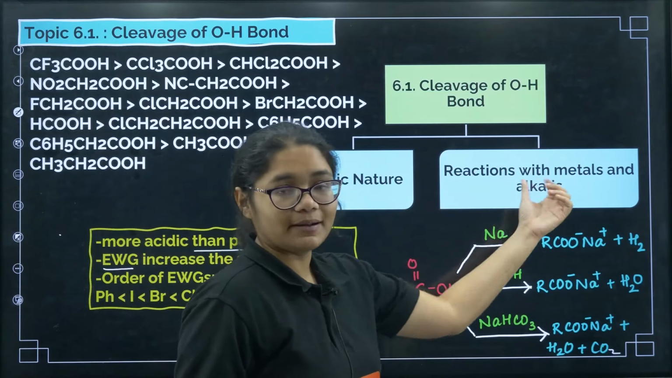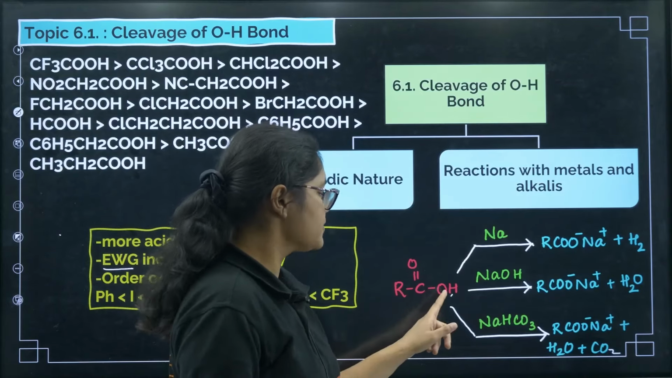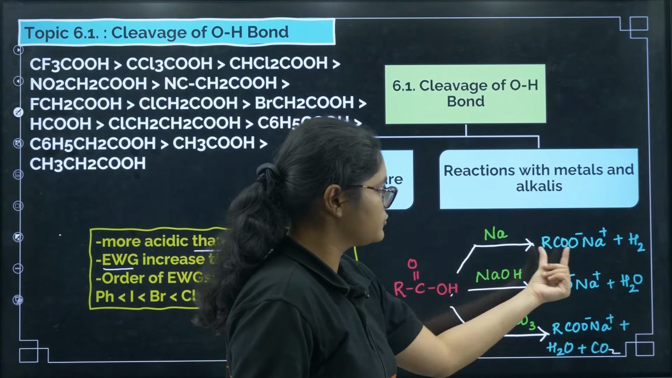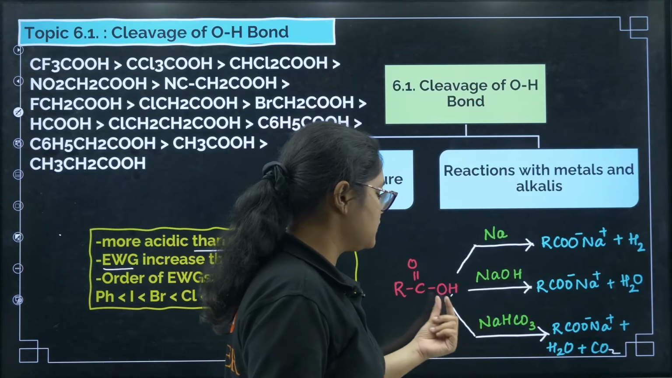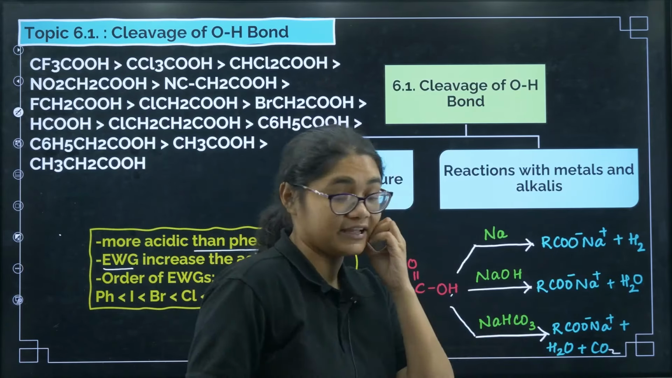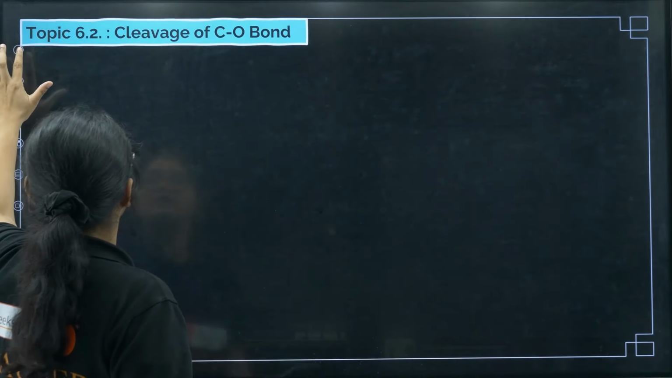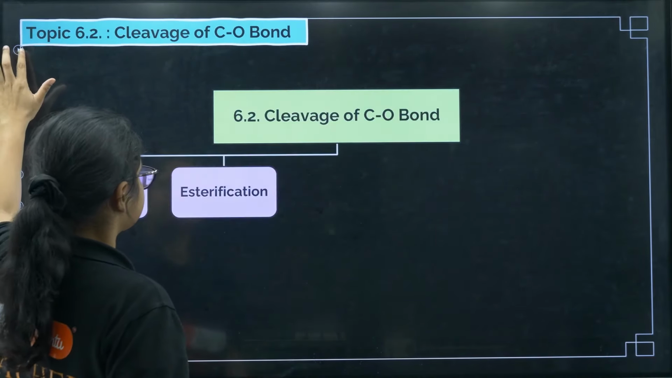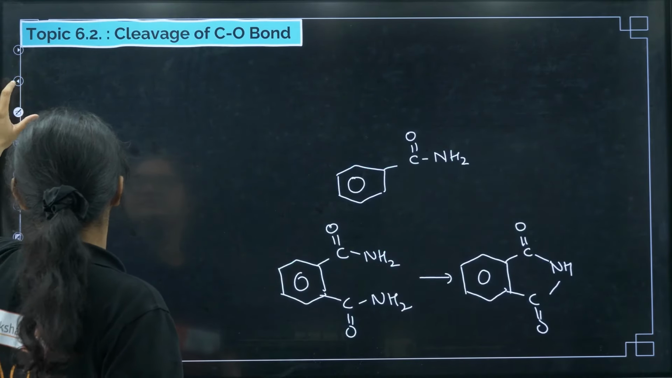Then reactions with metals and alkalis. It is a very basic reaction. Acid with metal will give you salt plus H2. With NaOH it will give you salt plus water. With NaHCO3 it will give you salt plus CO2 plus H2O. Next we have cleavage of the CO bond, which you can just see like this.